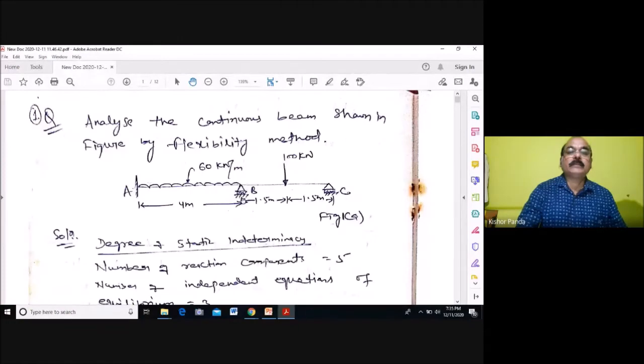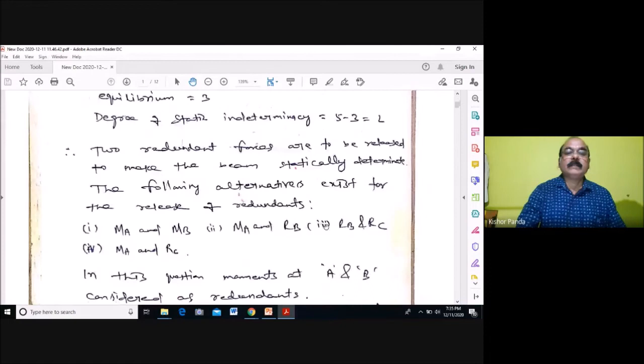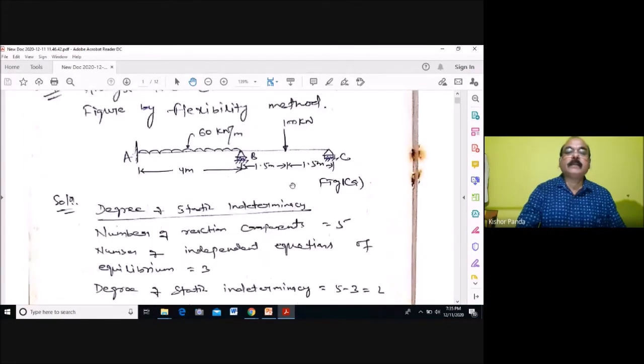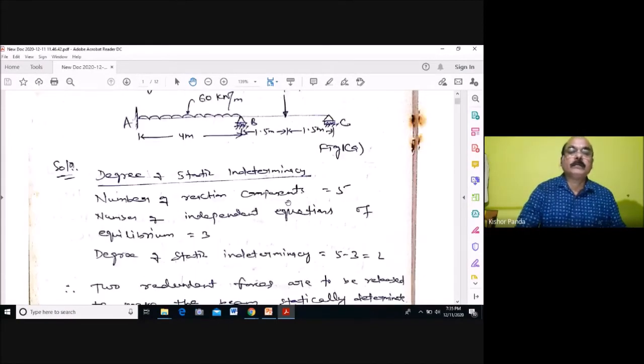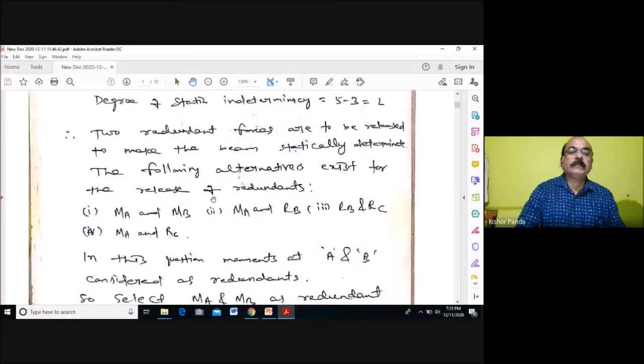You have to release this reaction, then the structure becomes determinate. These are the different alternatives. Or you can also release RB and RC, the reaction at B and the reaction at C, then the structure becomes determinate. Any two redundant forces you have to release, then the structure becomes determinate, or the released structure. These are the different options.